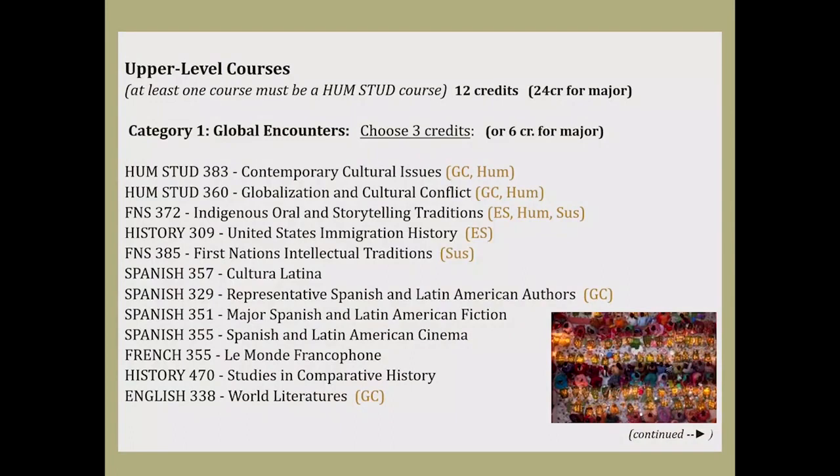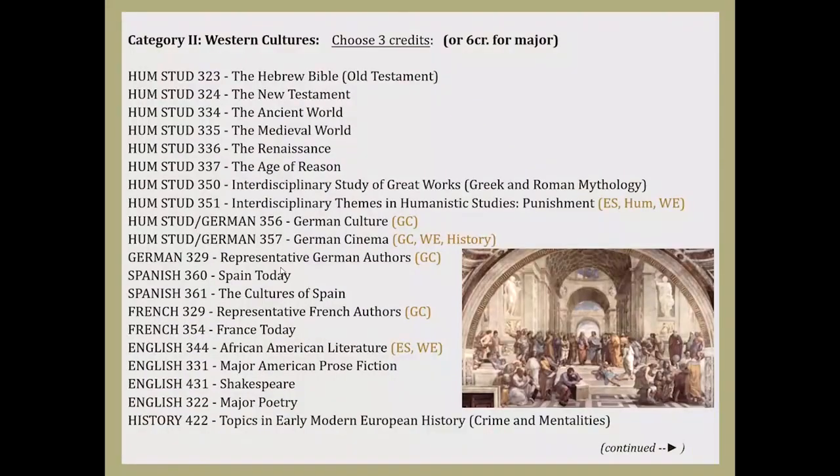What we're looking at right now are the major and minor tracks in the World Cultures section of the Humanities program. So I talked a little bit about sort of the basic foundational courses you would take, the lower level courses, and now we're looking at your junior and senior courses. So one category would be global encounters, and then the second category would be Western cultures. So you're looking at other cultures, now you're looking at Western cultures, which is basically European culture, American culture.